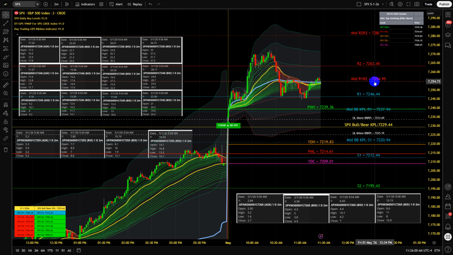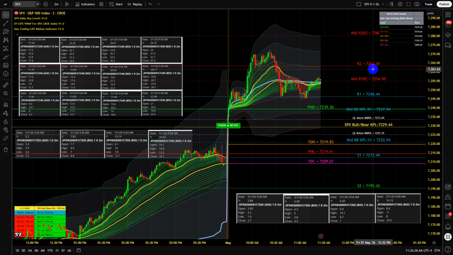In this case, 72.54.95. So that is the 72.55 strike. And then lastly, the furthest out of the money lotto option to consider is the R2 level, in this case the 2-level ideal move based on where the trade is being based from, this bullish trade. 72.63.45, so that's going to be the 72.65 call strike.